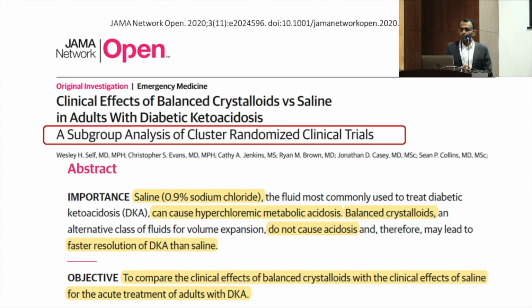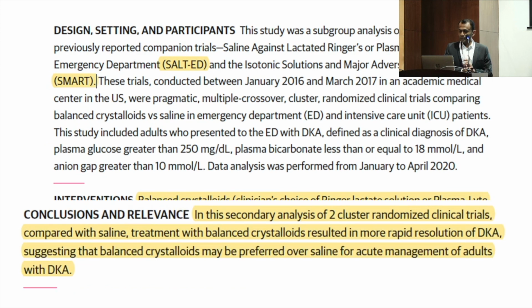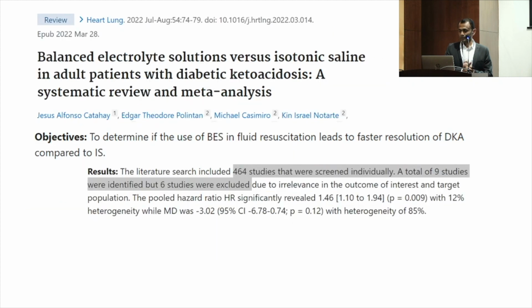So this is a subgroup analysis of cluster randomized trials. Again, I will not go into too much detail, but the essence is that balanced crystalloids may be preferred over normal saline. This is the subgroup analysis from the SALT-ED and SMART trials. So the study has its own limitations, but the trend showed that the balanced crystalloids were better.